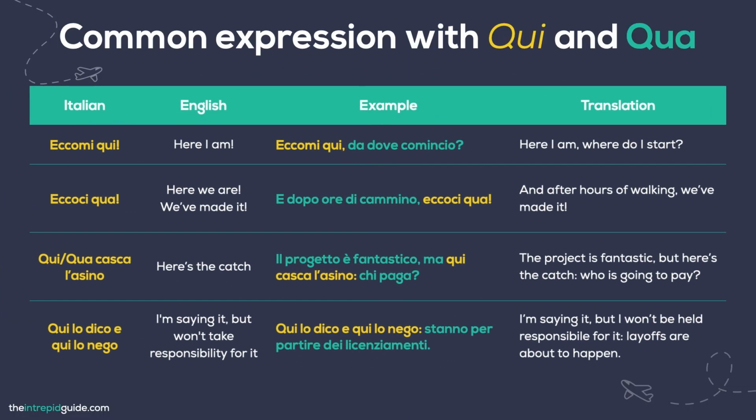Now, here are some handy Italian expressions featuring qui and qua to add to your vocabulary, starting with Eccomi qui. Here I am. Use this to let someone know that you've arrived or you're ready. For example, Eccomi qui. Da dove comincio? Here I am. Where do I start?